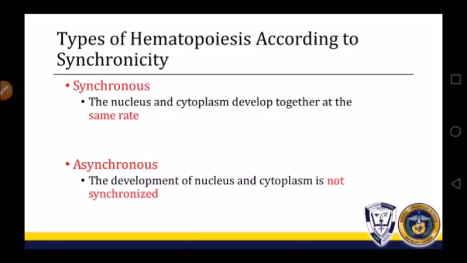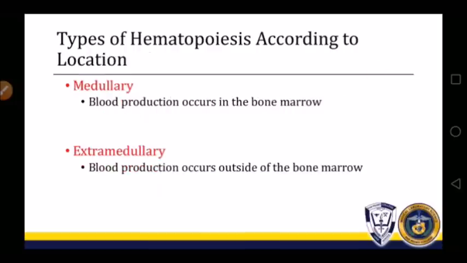So asynchronous hematopoiesis is only present in those people nga naay hematological diseases. The next category wherein we can categorize or differentiate hematopoiesis is according to the location. So there are two types of hematopoiesis according to location.